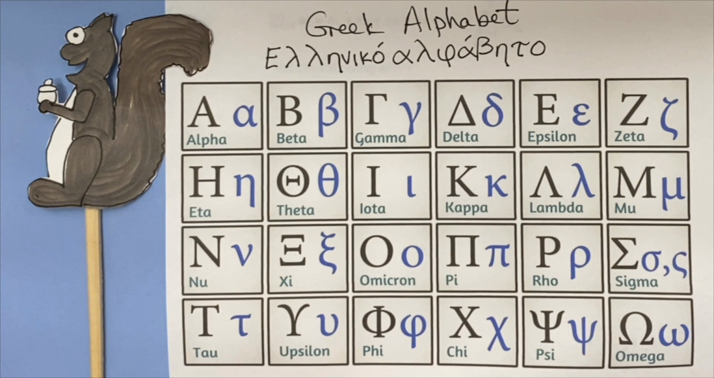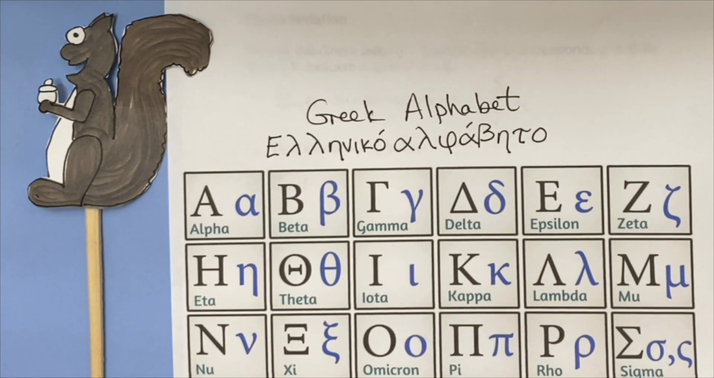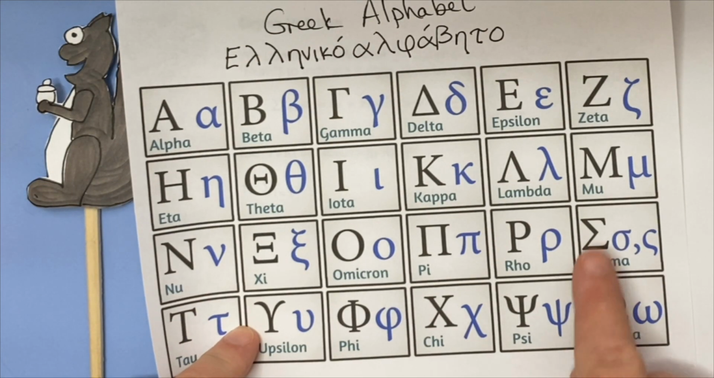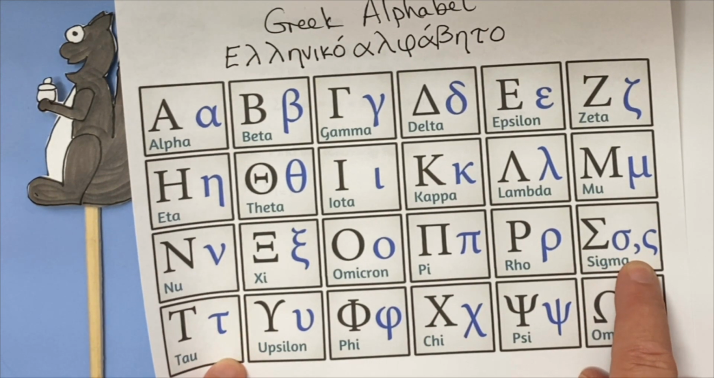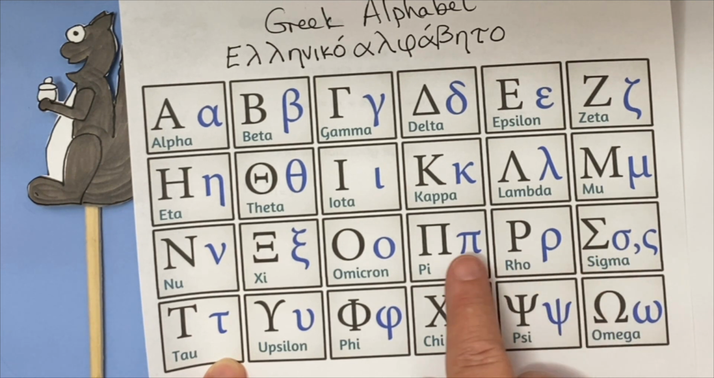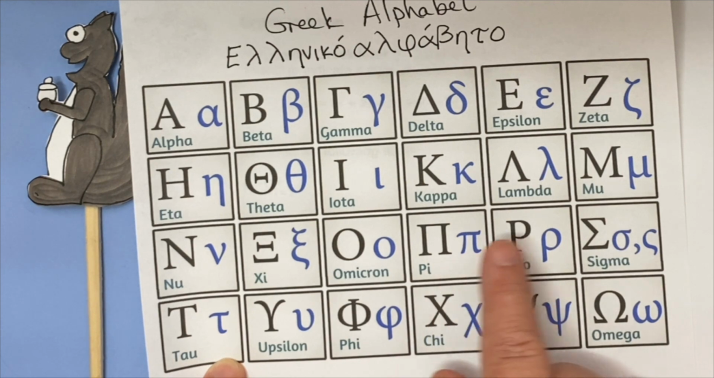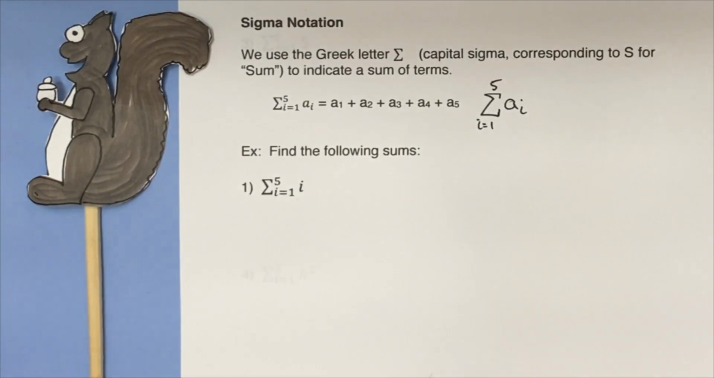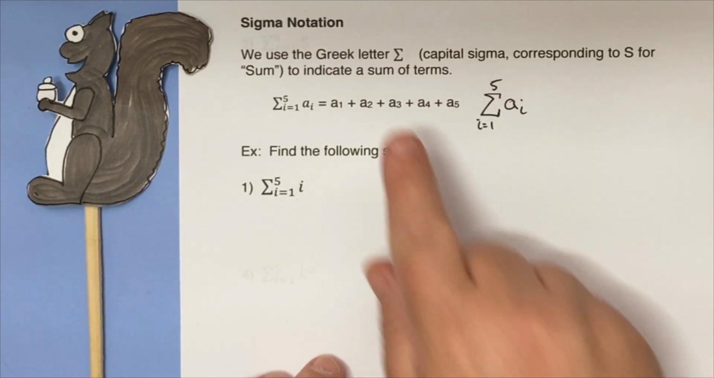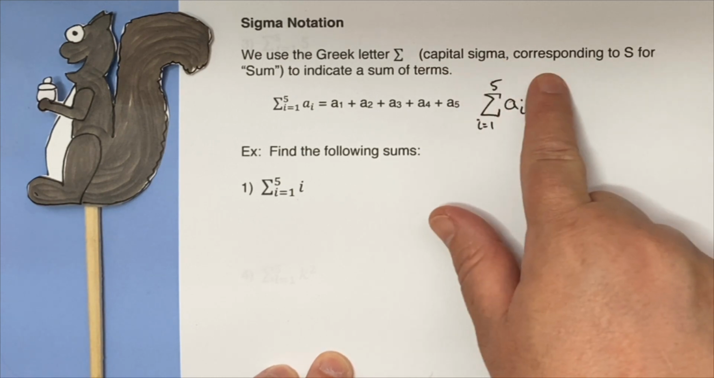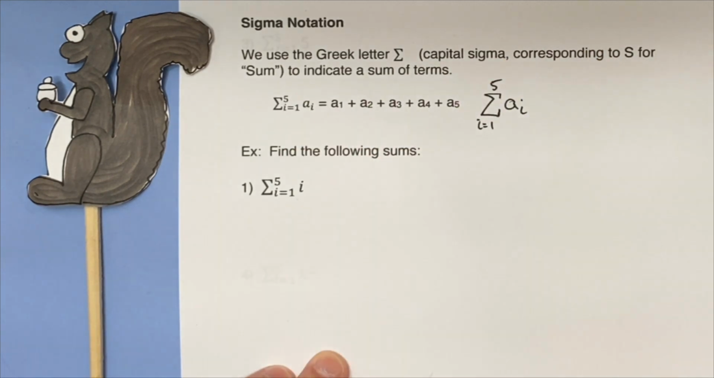So how are we going to use the Greek alphabet? Well, we're going to use something called sigma. Ooh, let me point it out. It's right here. It is right about where we would put our letter S, right? There's pi or P, rho, sigma, tau. So this is the S. And we're going to use this Greek letter sigma. This is a capital letter. It corresponds to capital S for sum. And we're going to use it to indicate a sum of terms.